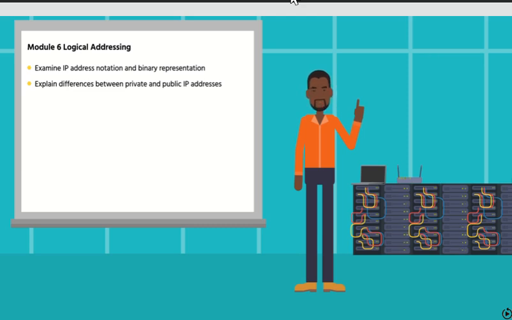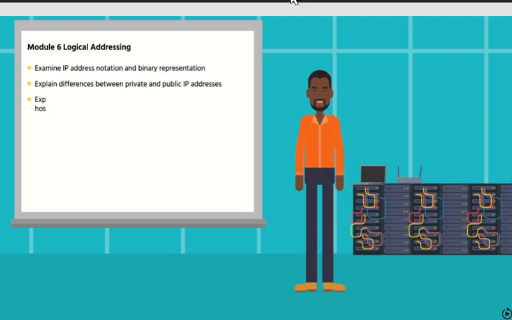Understanding this difference is crucial in grasping how the Internet functions as a global network and how internal networks maintain security and efficiency. We'll explore how these addresses are used in modern networks and the significance of this demarcation in network design and Internet connectivity.